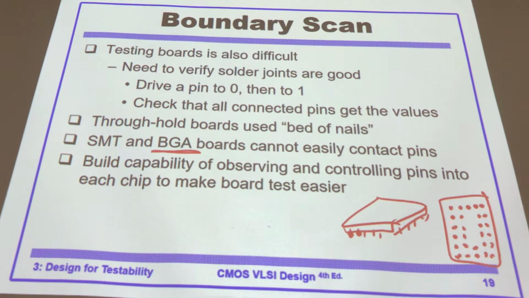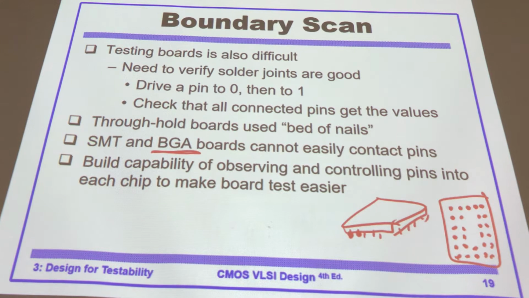Okay, main pin at the bottom with a small ball, and connect or solder the ball with a wire. It's surface mount technology for the circuit board, simply using a BGA chip to mount it on the ball. And build the capability of observing and controlling each pin into each chip to make ball test easier. So just like scan chain, we can do this.